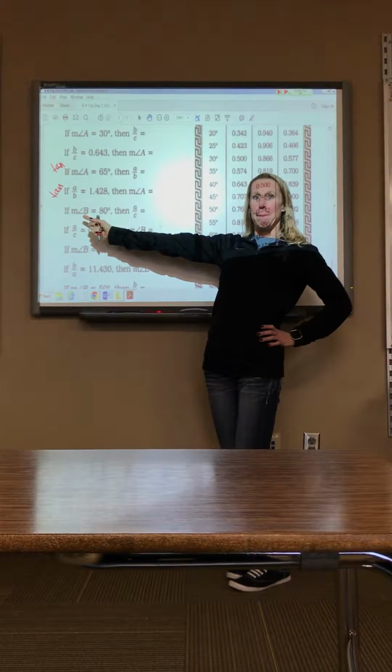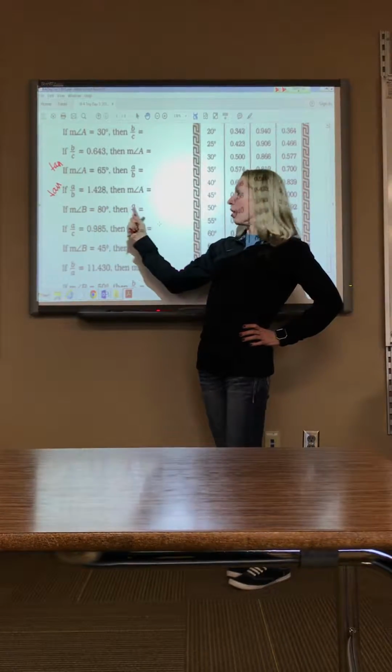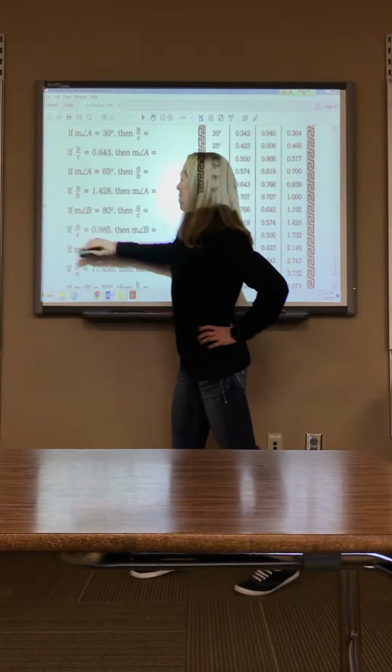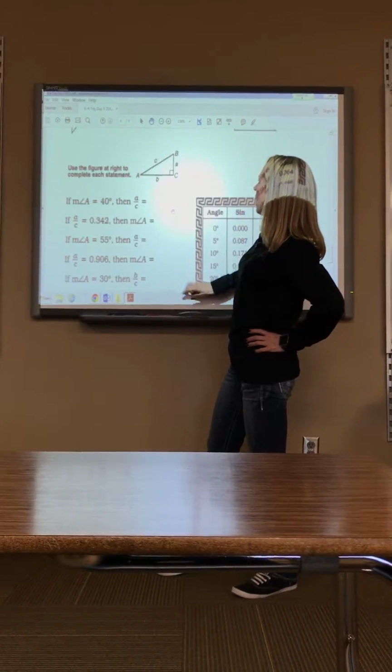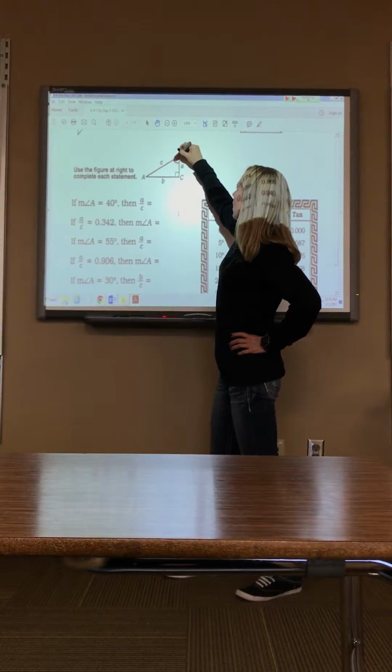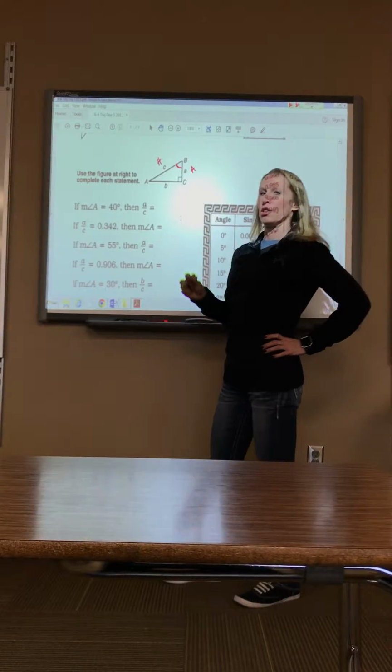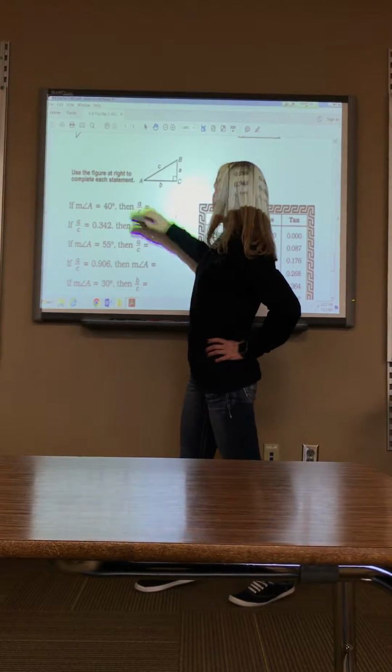Now we're looking at angle B. So now it's going to change a little bit. So I want A over C, but I'm looking at angle B. So when I go up to the triangle, angle B is A over C, so that's adjacent over hypotenuse, so that one's going to be cosine.